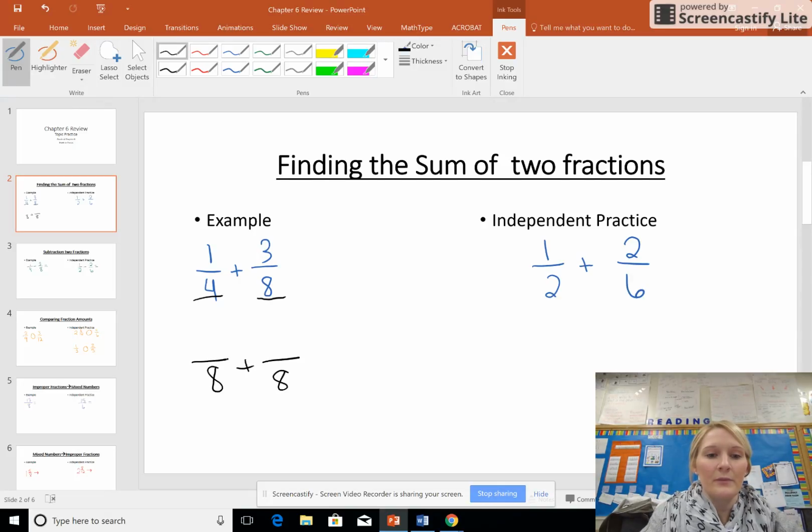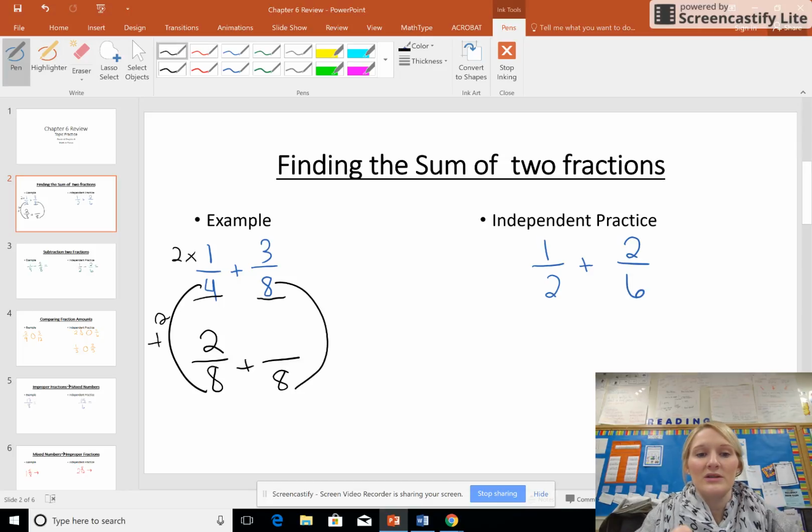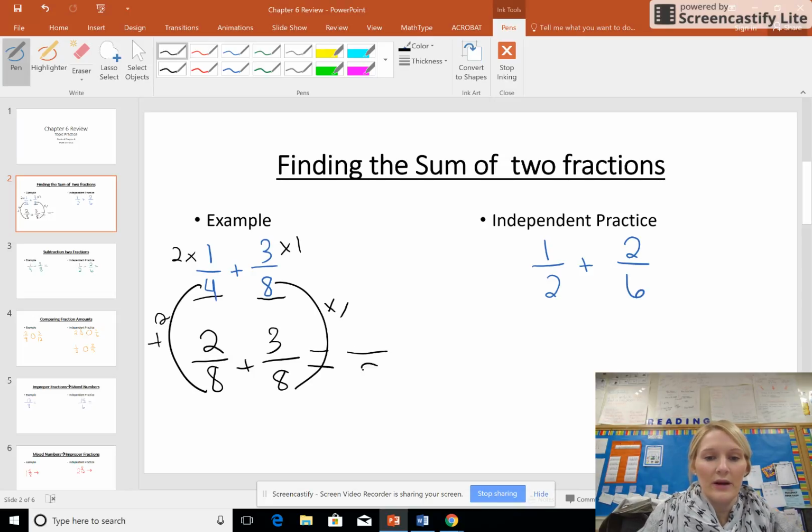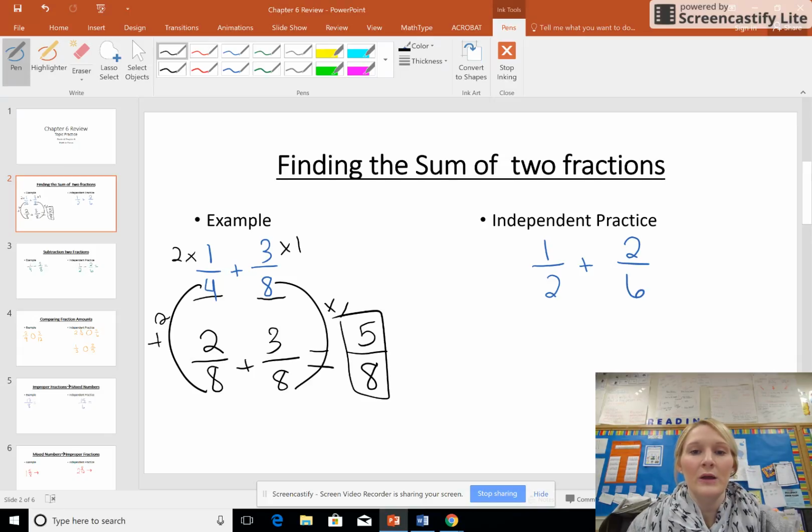So I'm going to set that up. My denominator of 4 became 8 by multiplying by 2. So I'm also going to need to multiply my numerator by 2. 2 times 1 is 2. My 8 became a denominator of 8 by multiplying by 1. So whatever I multiply the denominator by to change it, I also have to multiply the numerator by. 3 times 1 is 3. Now that I have a common denominator, I can go ahead and add my fractions together. I'm still going to have 8ths, and 2/8 plus 3/8 is 5/8. I cannot simplify, so that is my final answer. Go ahead and try the independent practice problem.